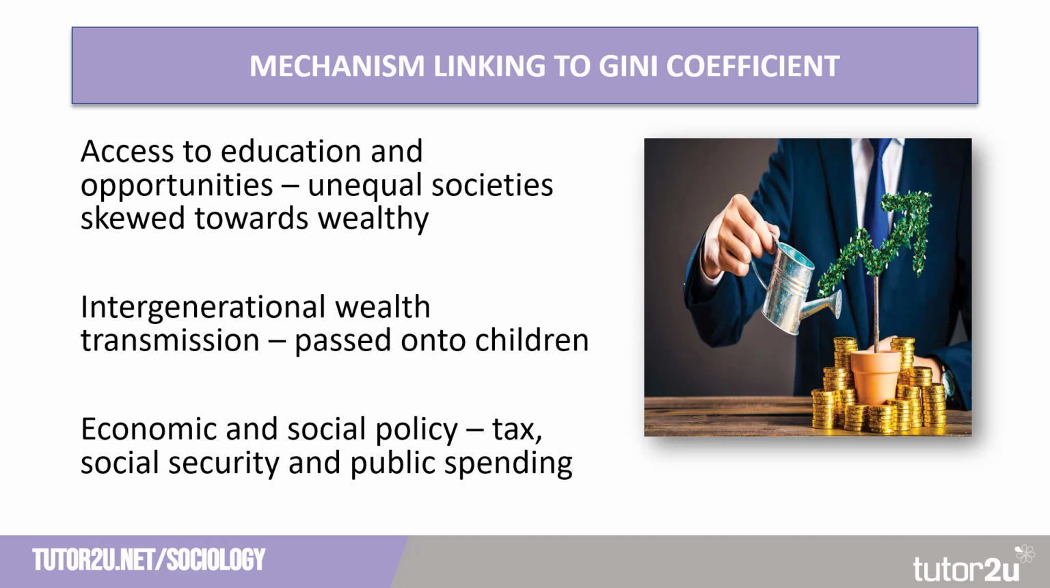Thirdly, economic and social policies. Societies with high Gini coefficients often exhibit policies that do not favour equitable growth. Tax structures, social security and public spending might disproportionately benefit the rich, making it difficult for poorer individuals to break out of the cycle of poverty.